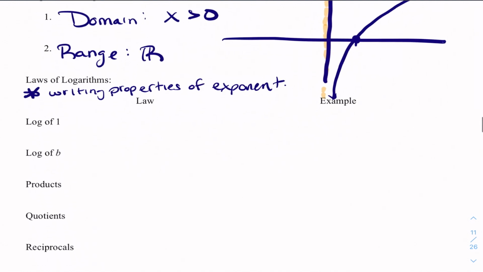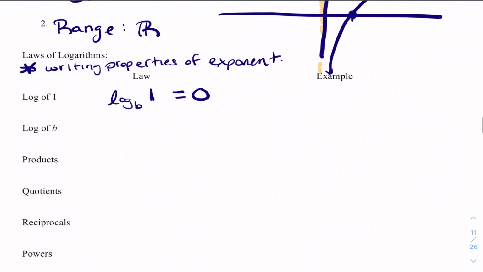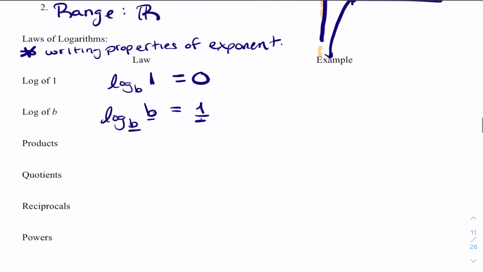So log of 1. If we write log base b of 1, that will always be equal to 0. Likewise, if we have the identity log base b of b, that is equal to 1, because b to the first is equal to 1. Base, answer, exponent.